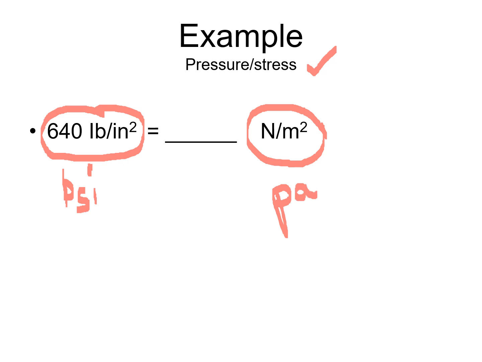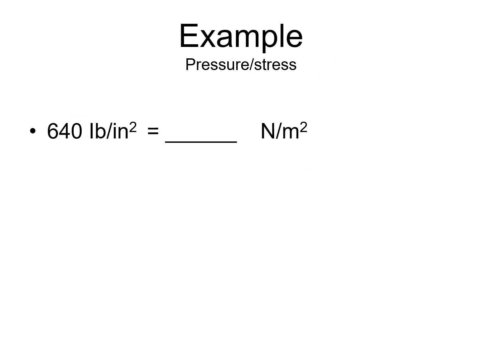Yeah, so in other words, I want to convert 640 pound per inch squared, PSI, into how many Pascal or Newton per meter square. So again, you must understand the meaning of pound per inch square. Let's understand the meaning of this 640 pound per inch square, or PSI. Have an illustration for this.